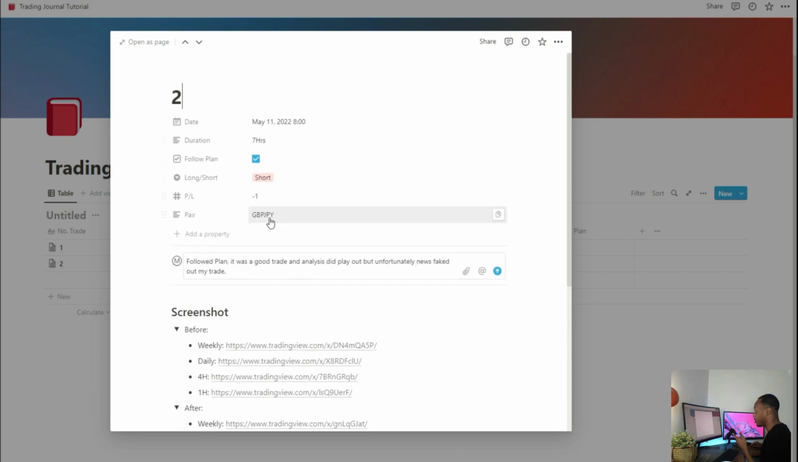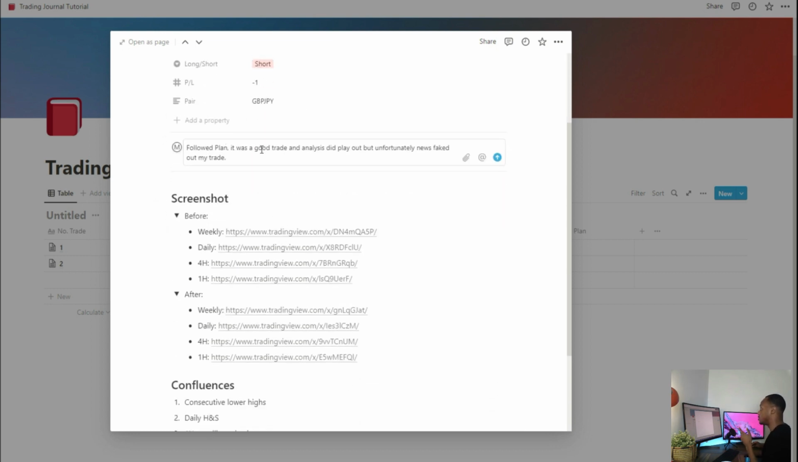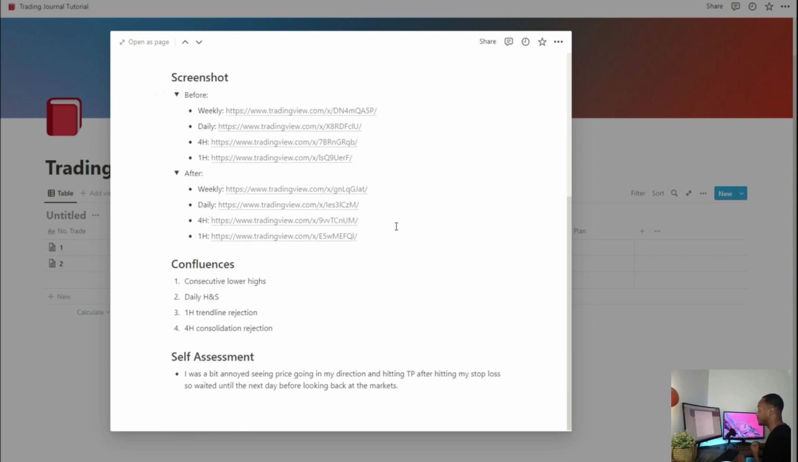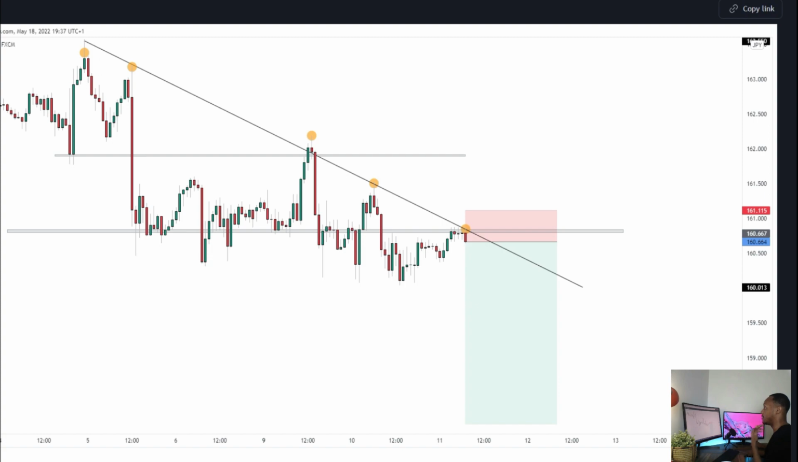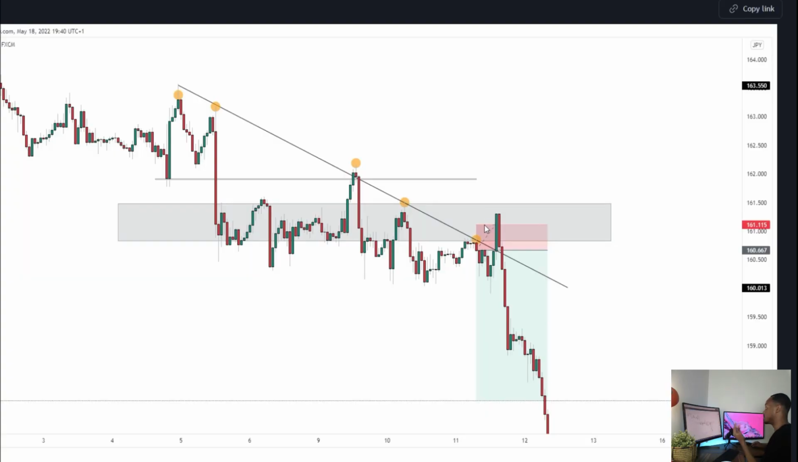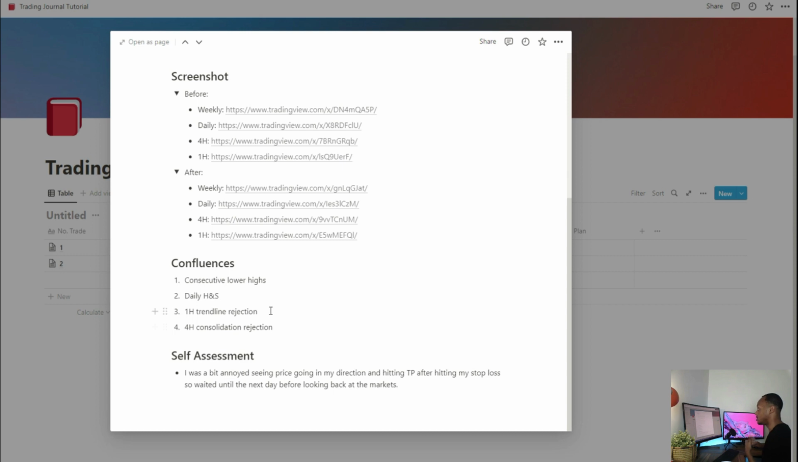So yeah, that's exactly what I've got there for pound USD, and obviously pound JPY, same thing as well. This one was a loss. So you can see, followed my plan. It was a good trade. Analysis did play out, but unfortunately news faked out my trade. So this one, I took some shorts on this one, but it did fail. Price knocked me out because of the news, and then it actually tanked in my direction. So this one I would have been looking to add another position after the original one failed, but unfortunately I wasn't at the charts at the time, so it didn't work out as planned.